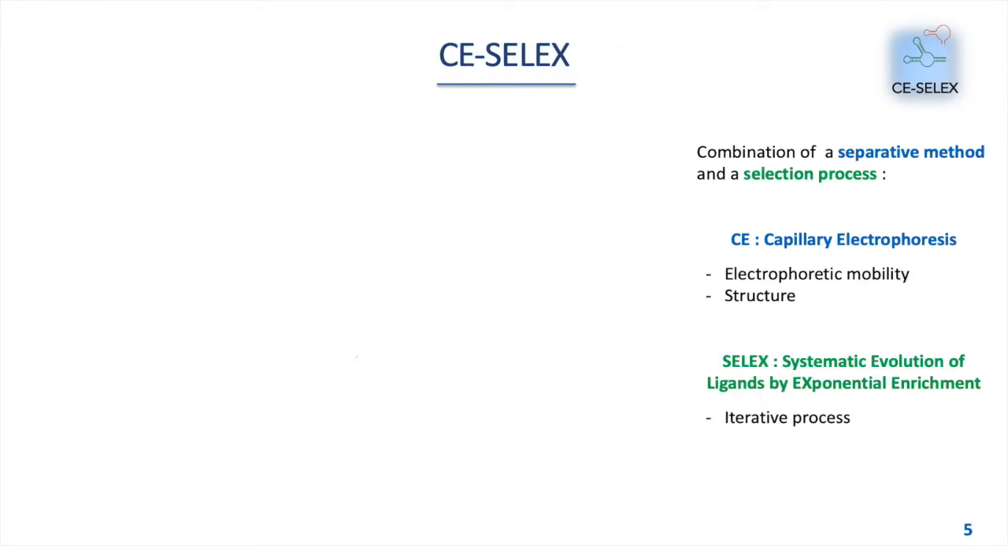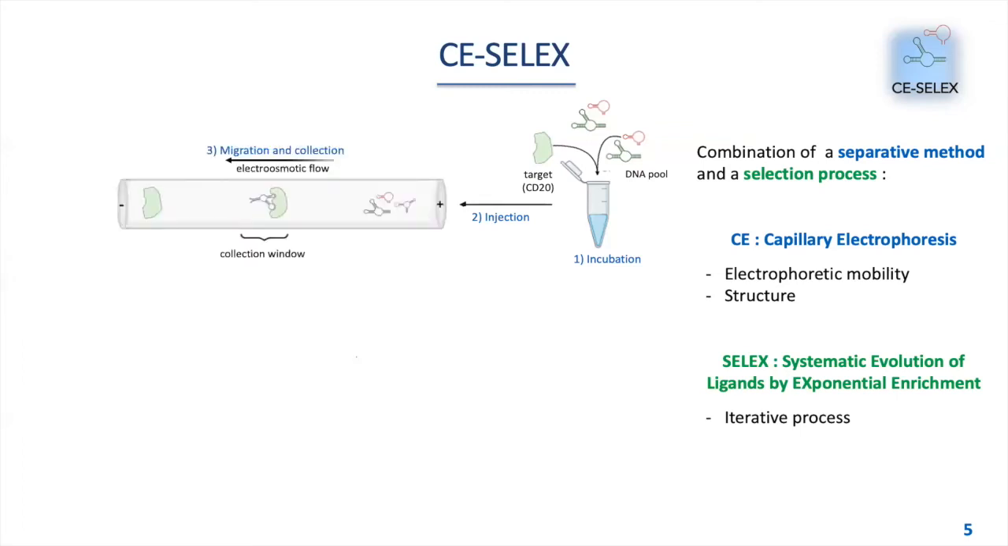We performed this selection by a combination of SELEX and a separative method called capillary electrophoresis. So here is how it works. The first step is the incubation of the target, in this case CD20, and the DNA pool. Then we inject this into the capillary, just a few nanoliters. We then apply an electric field onto the capillary, which leads to the creation of an electroosmotic flow and to the migration of the compounds depending on their electrophoretic mobility and their structure.